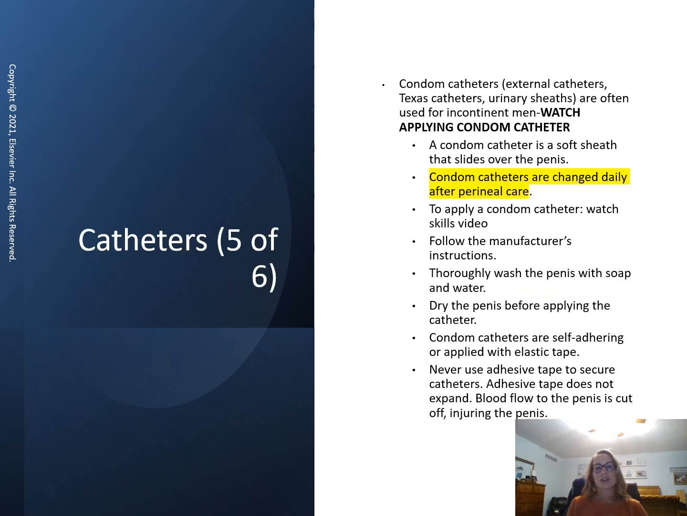All right, there's also a skills video on condom catheters. This is an external catheter, and a condom catheter is a soft sheath that slides over the penis. They are changed daily after perineal care. To apply the catheter, you're going to watch that video. You want to always follow the manufacturer's instructions because they are all different. You thoroughly wash the penis with soap and water, and dry the penis before you apply that condom catheter.